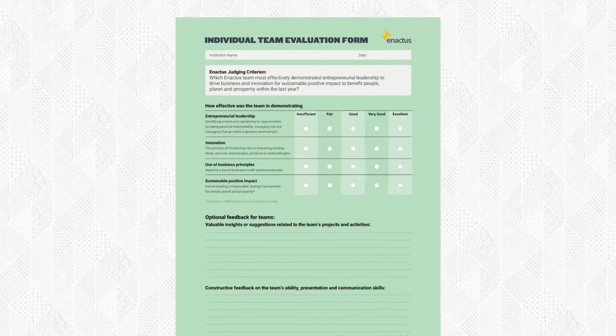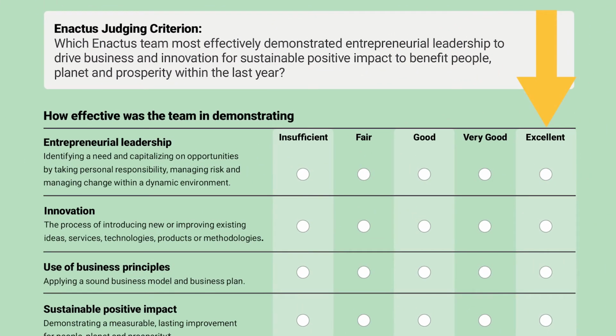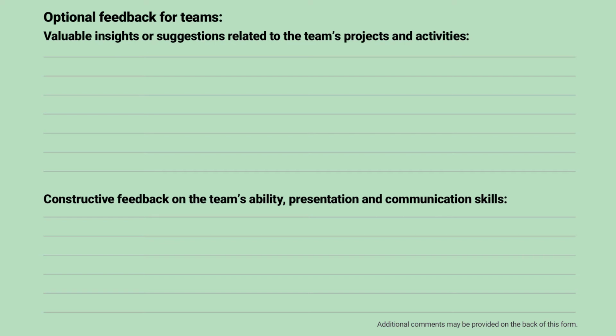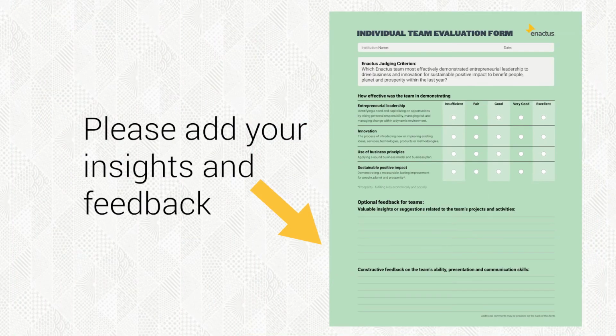For each scoring area, the form provides a scale from excellent to insufficient for you to evaluate the team. As each team presents, please use this evaluation form to take notes and mark down your assessments for each area. There's also space provided to give the team general feedback on their project or their presentation. We encourage you to take the time to fill in the optional feedback sections. Enactus teams deeply value your insight and often use it to help strengthen their work or future presentations.